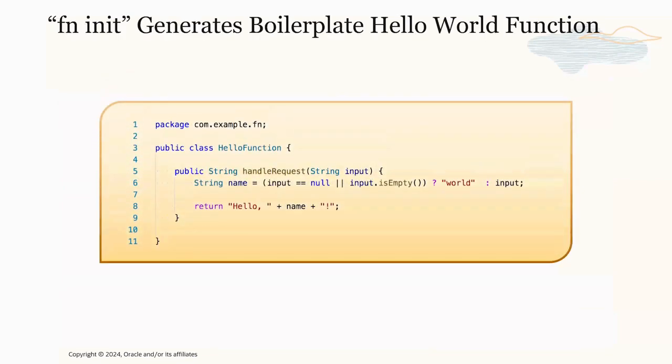So this fn init is going to generate a boilerplate hello world function. There's a little bit more that goes into the command, but essentially you'll define the language, you'll define the application name, and then it generates a new function inside the application with some very basic code that you can go and experiment with.